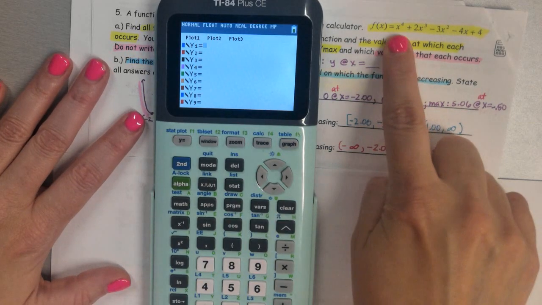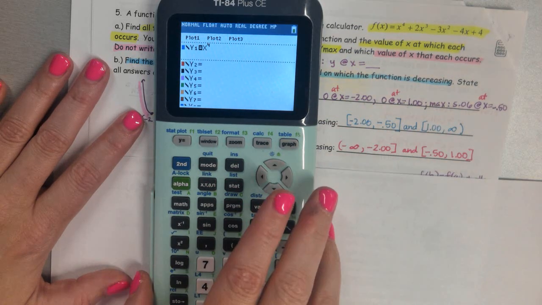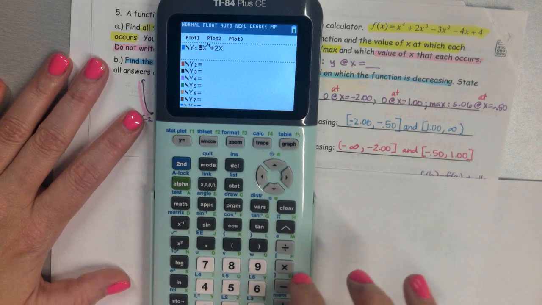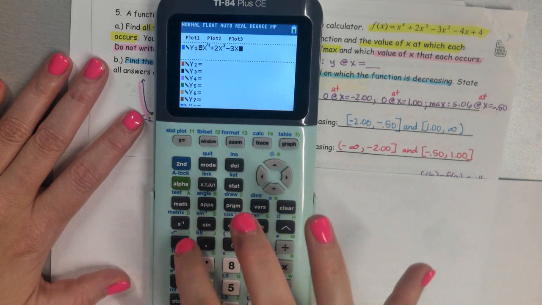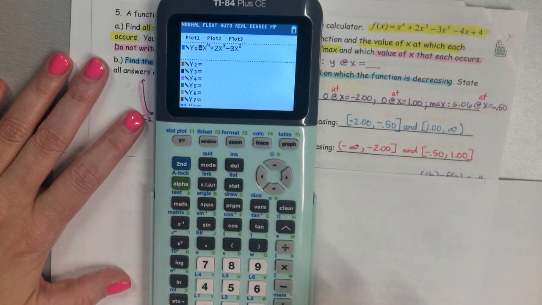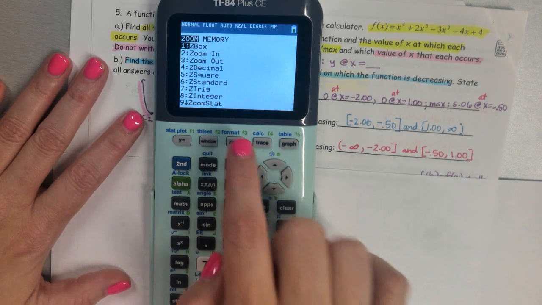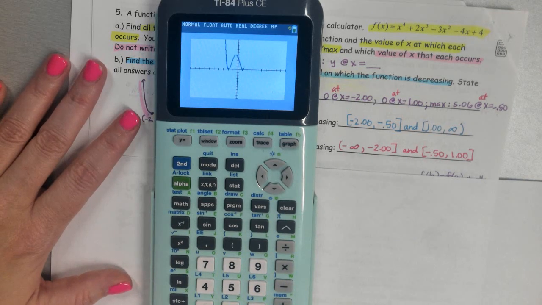All right, so we're going to be graphing this. So it's x to the 4th plus 2x cubed minus 3x squared minus 4x plus 4. Okay, and then, so I'm going to go to zoom and then Z standard. So that's my 10 by 10 window.